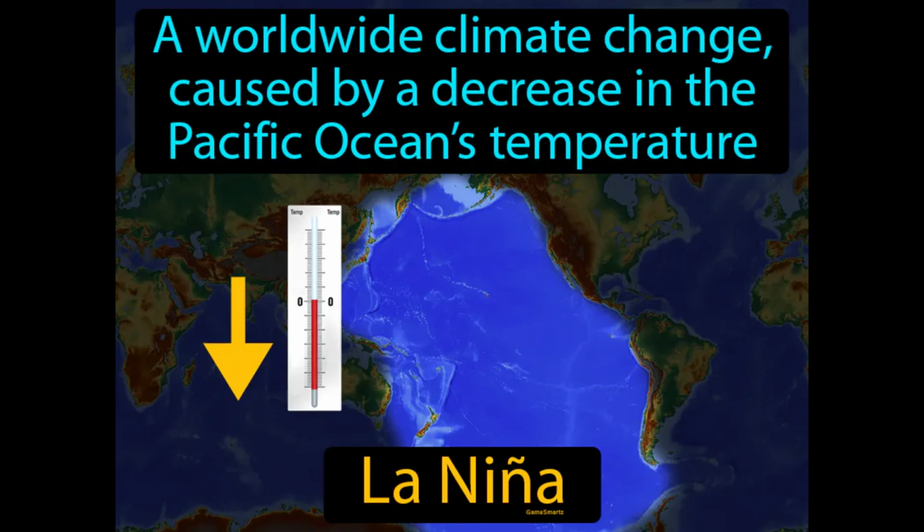A worldwide climate change caused by a decrease in the Pacific Ocean's temperature. La Niña. La Niña is a climate pattern where the sea surface temperatures in the central and eastern Pacific Ocean become cooler than average, impacting global weather patterns.